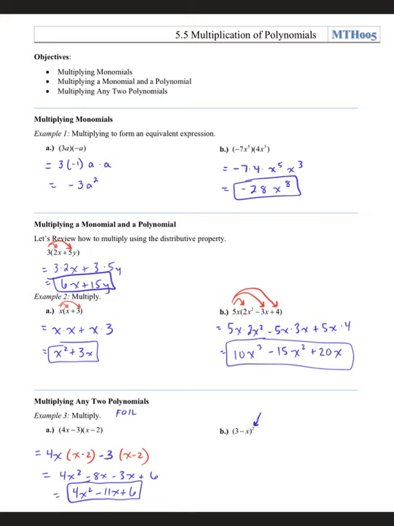If you have an exponent of 2, that means you have 2 of those. So this is the same as 3 minus x times 3 minus x. And then this is where we can use that foiling again.